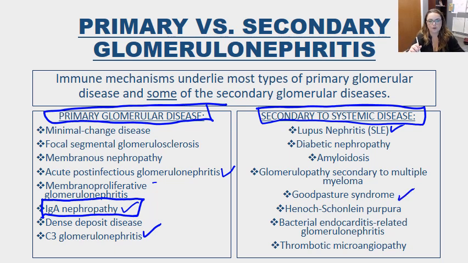Goodpasture syndrome, that one, we can see that kind of anywhere. We certainly see it in the lungs. Bacterial endocarditis related glomerulonephritis. So these are all sites that are secondary to the kidney that actually lead to inflammation within the glomeruli. So let's talk about basically the immune mechanism.